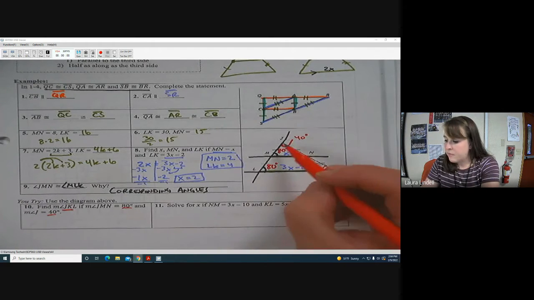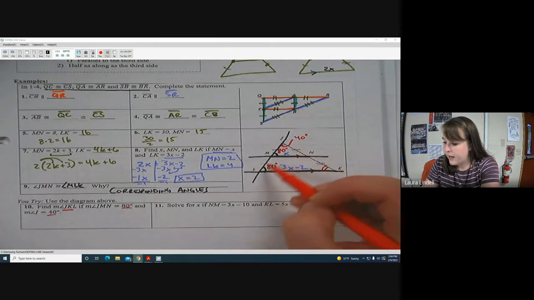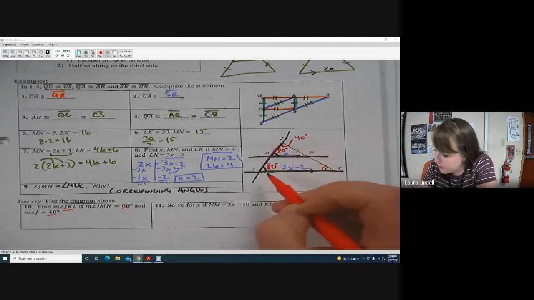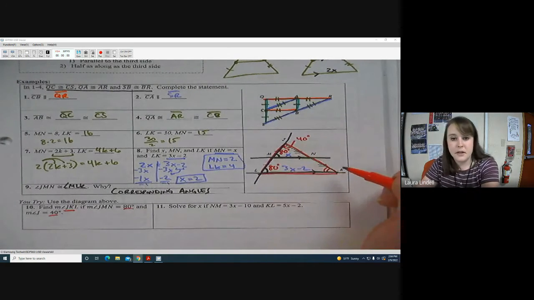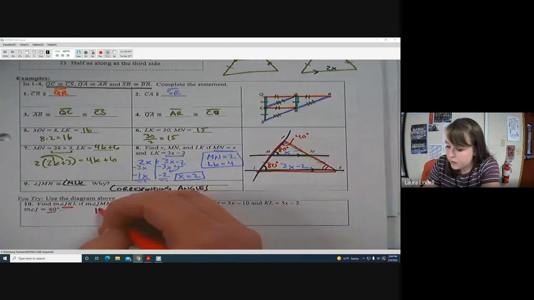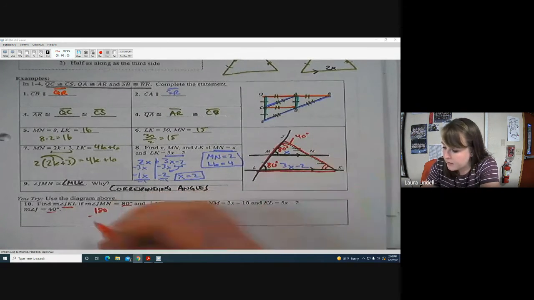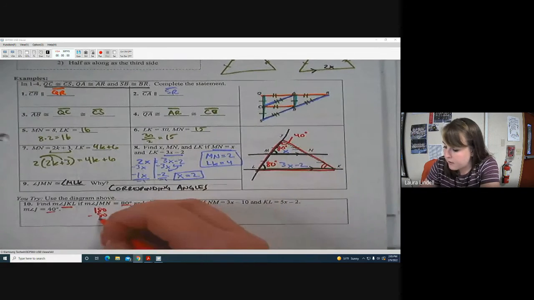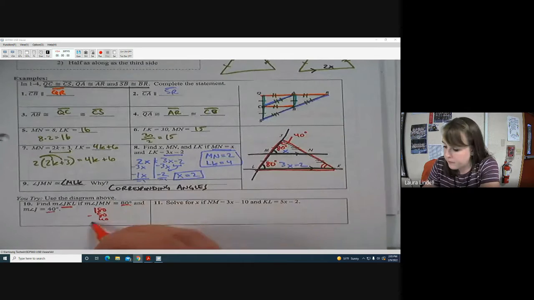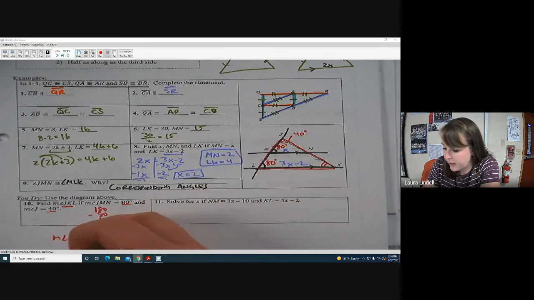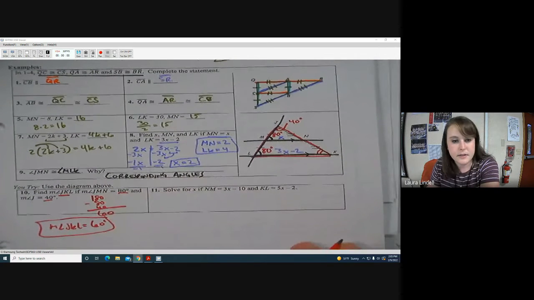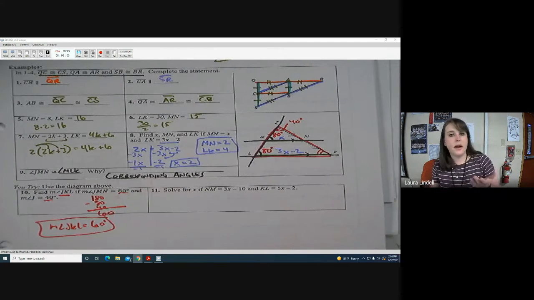So now that we've got some stuff labeled here with this being 40 and these two being 80, if I take a look at the bigger overall triangle here again, and remember that the angles on a triangle add to 180, we can just go 180 minus 80 minus 40 to get my remaining angle in the triangle, which is 60. So then measure of angle JKL is 60 degrees. All right. So that's another kind of problem you may run into.